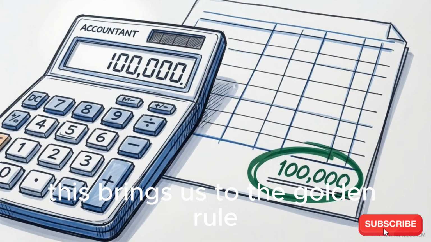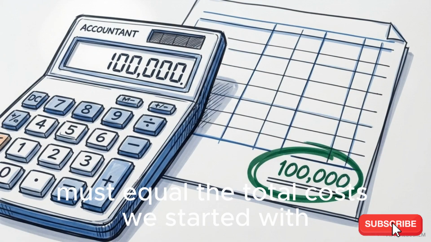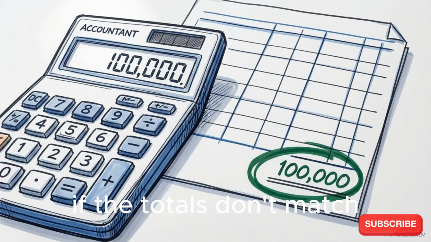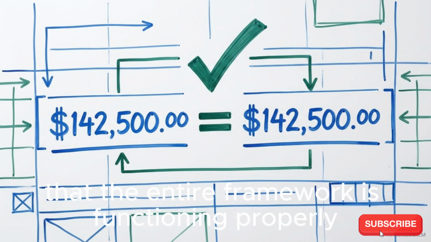This brings us to the golden rule. The total cost assigned at the end of Step 4 must equal the total costs we started with. If the totals don't match, a mathematical mistake exists. Achieving a perfect balance here serves as mathematical proof that the entire framework is functioning properly.